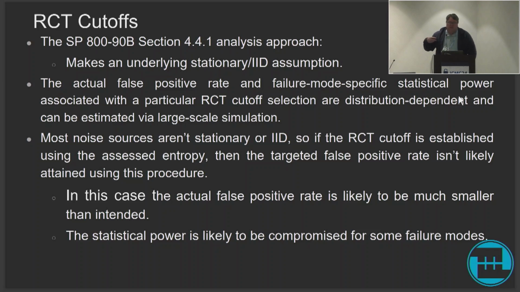So again, just like the APT, most noise sources aren't stationary or IID, and so if the RCT cutoff is established using the assessed entropy, then the targeted false positive rate isn't likely attained using this procedure. This is another case where if you go through the procedure in 90B, targeting a particular false positive rate, and then actually take a whole bunch of data and shove it through the test, you'll find that the number of failures you actually experience is dramatically lower than the number you anticipate experiencing, even though the test is working fine and the source itself is working fine. The answer is just that your notion of what the false positive rate is, as it turns out, is not quite right.